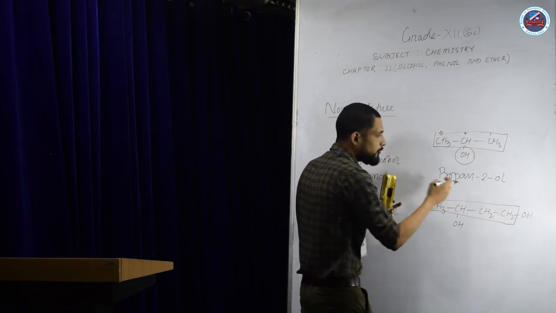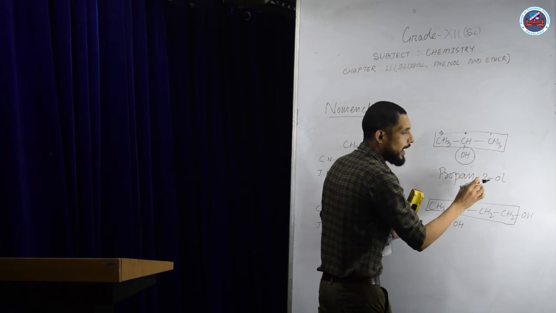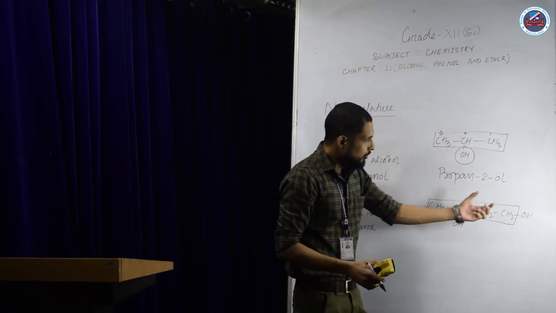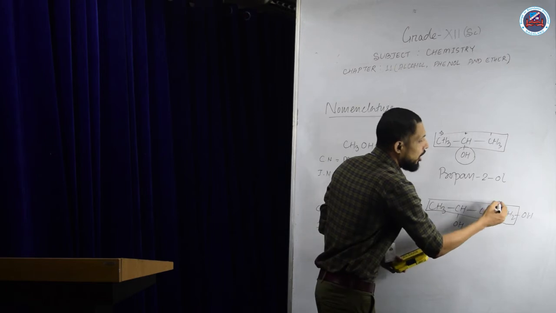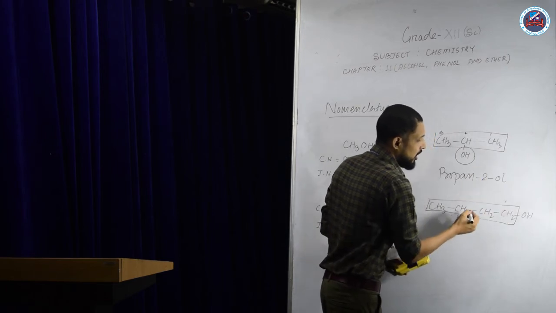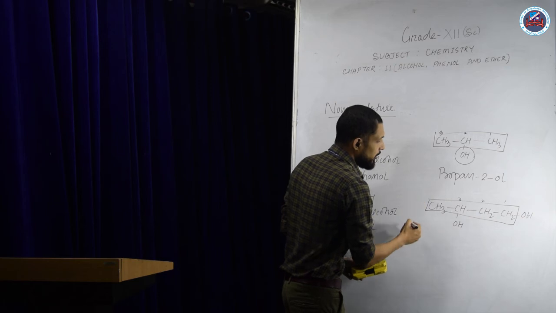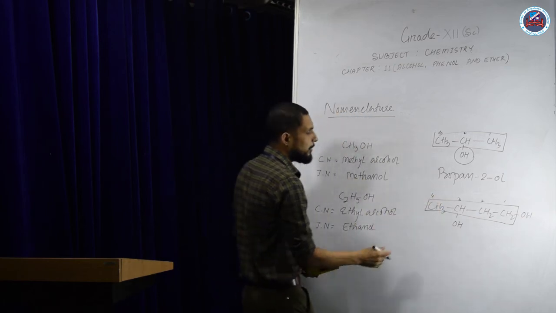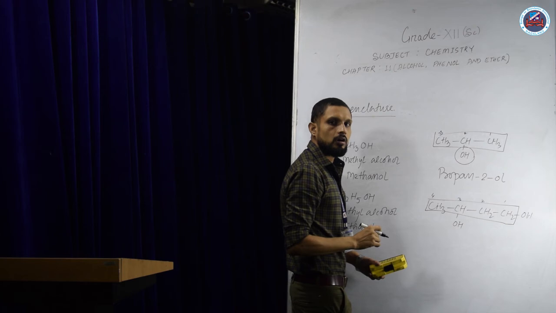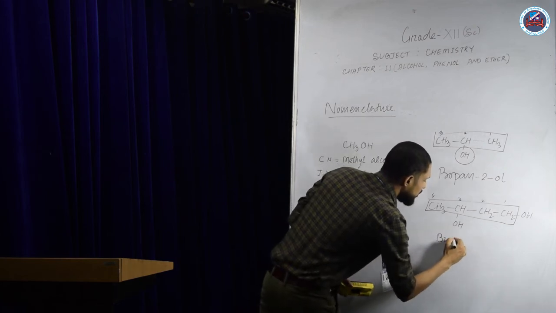If you go from left to right, 1, 2, 3, 4, so it's 2 and 4. So we'll prefer 1 and 3. So we'll start the counting from the right hand side. So this is carbon 1, carbon 2, carbon 3, and carbon 4. So the alkane name for the hydrocarbon with 4 carbon atoms is butane.